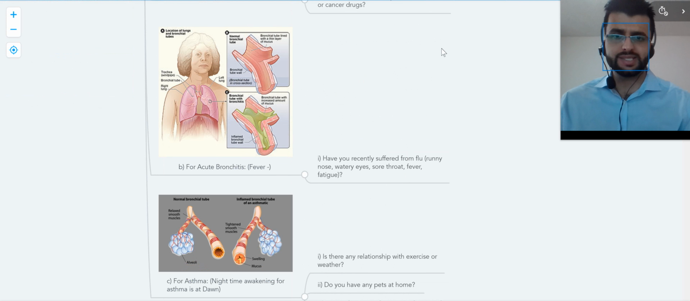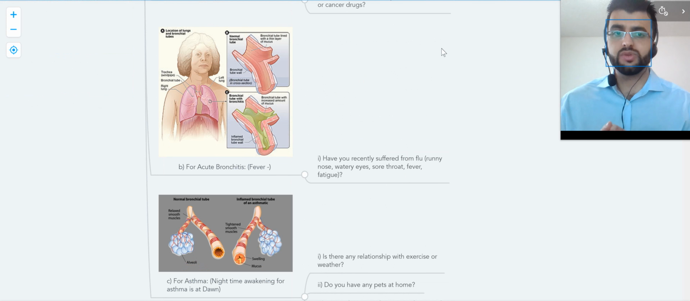Acute bronchitis. Have you recently suffered from a flu? Runny nose, watery eyes, sore throat, fever, fatigue. Okay, after that they develop acute bronchitis. I had a typical case yesterday. A patient just came in, had the flu, and developed bronchitis.